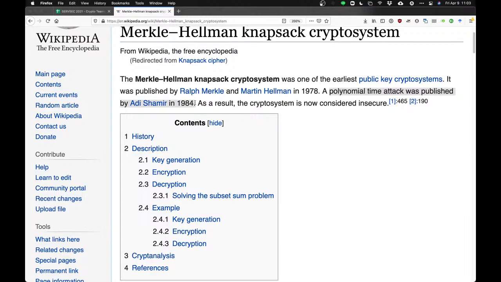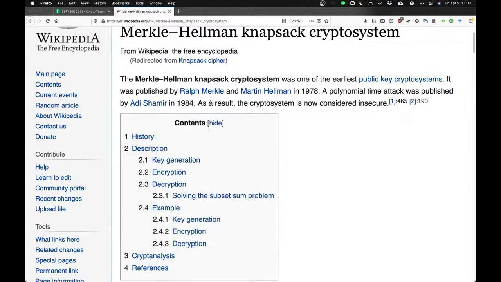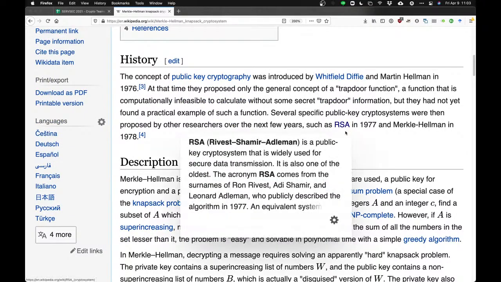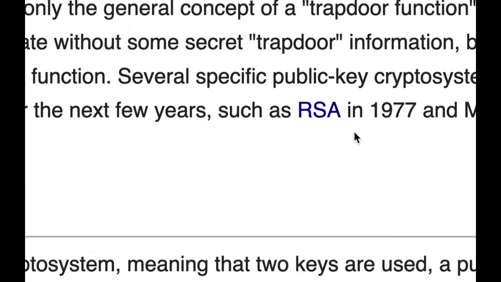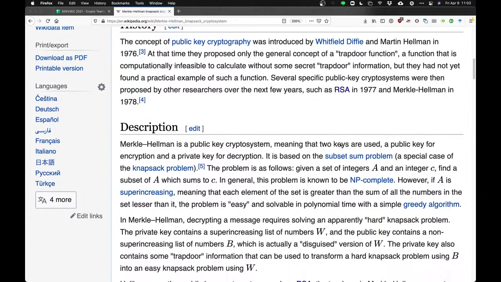It got cracked. Adi Shamir is an interesting name because the person who cracked it is an Israeli cryptographer. His last name Shamir, the S is the S in RSA, one of the most widely used asymmetric key ciphers that is still used to this day. In fact, I'll show you a little later where you've already used it without knowing that you've used it.